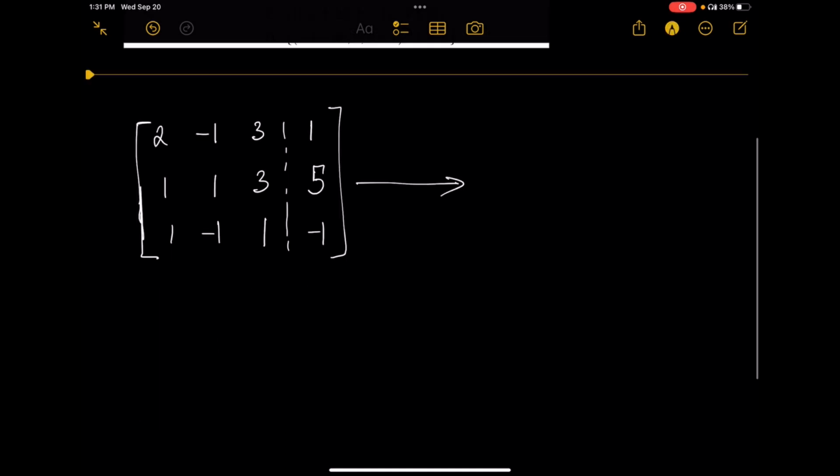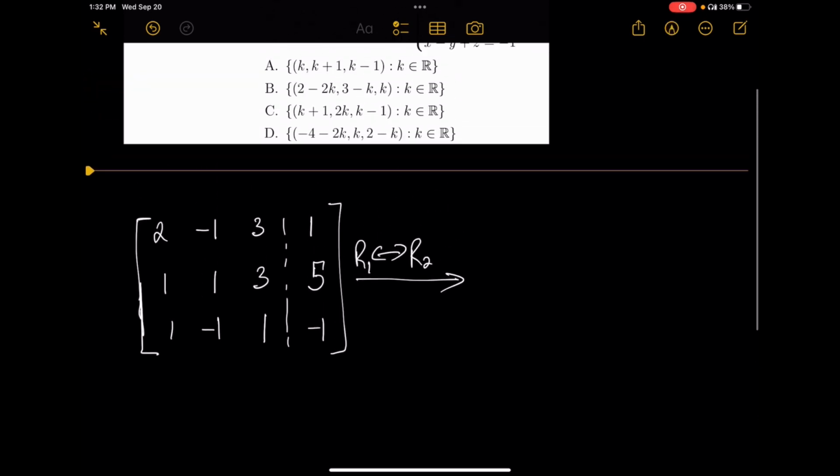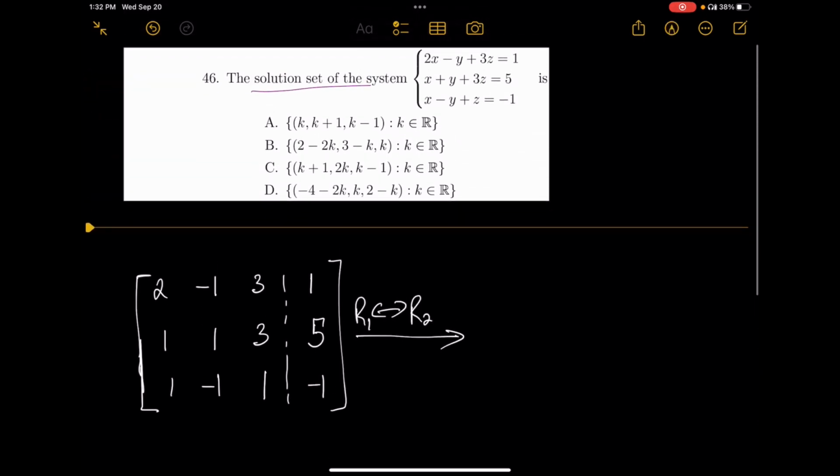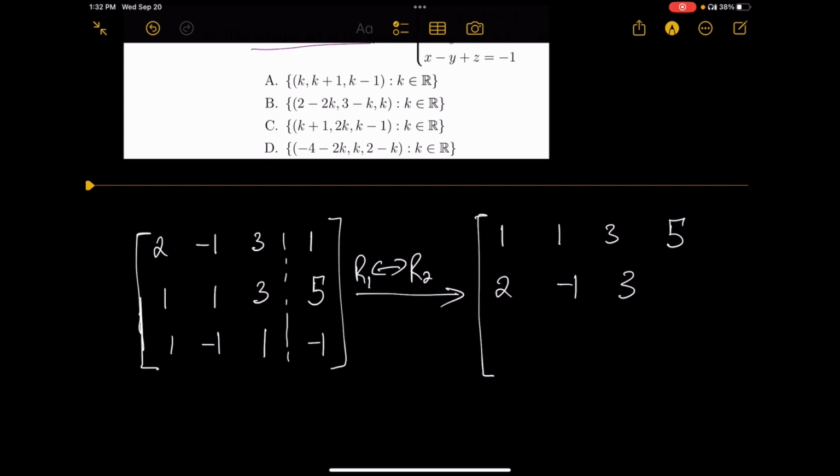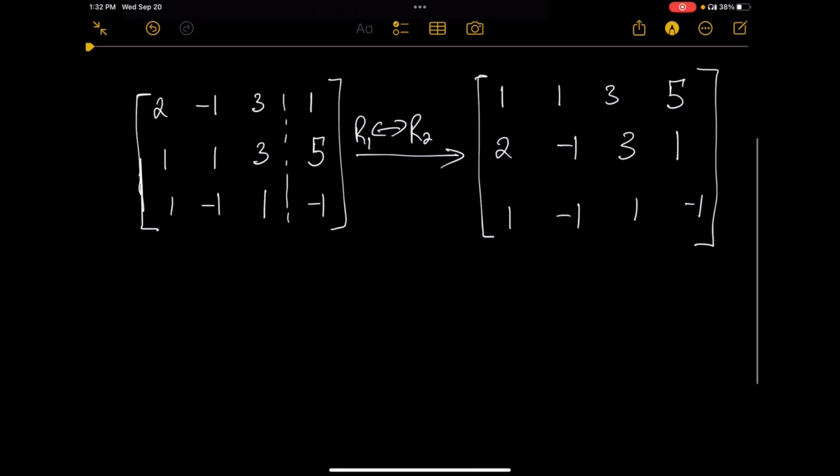The first thing that we're going to do is exchange row 1 and row 2. The method that we're going to use is reduced row echelon form, also called Gauss-Jordan elimination. Anyway, let's exchange row 1 and row 2. Then row 1 is 1 1 3 5 and row 2 is 2 negative 1 3 1, and row 3 is 1 negative 1 1 negative 1. Then row 2, what do we do? Row 2 we take to row 2 minus 2 times row 1.